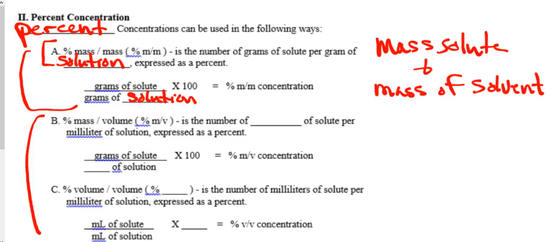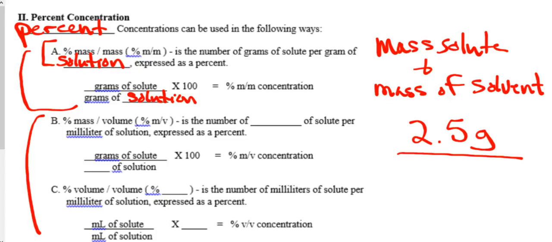Okay, so right off the bat, we're going to go to the sample problems. You'll see the first one says calculate the percent concentration, and then it tells you M over M, so you know to use this one, of 25 grams of copper II sulfate. What's nice here is we don't care that it's copper II sulfate. We just care that it's 25 grams.